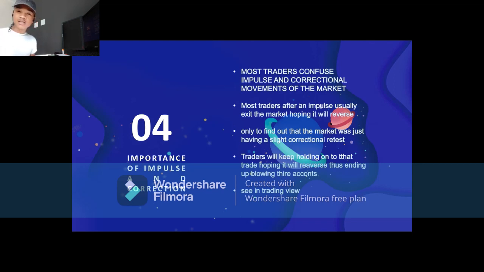So traders enter, they go to profits for a short period of time, and then bam, the market impulses again. Then traders hold on to this trade. They keep adjusting their stop loss, hoping that the market will reverse, only to find out that the market was just correcting where they entered in the opposite direction. So let's jump to trading, you guys.